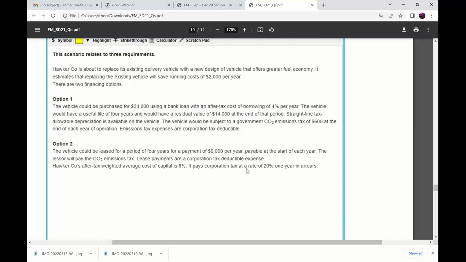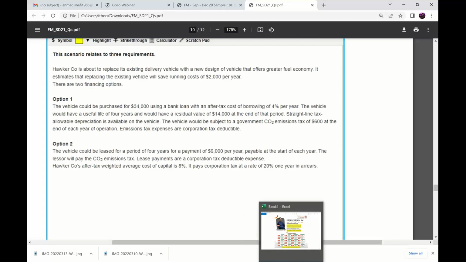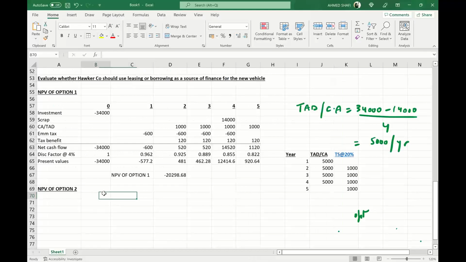So for option 2, when you are finding the NPV of option 1, record all cash flows of option 1. When you are finding the NPV of option 2, record all cash flows of option 2. So the machine could be leased for 4 years for a payment of 6,000 per year, payable at the start of each year. The lessor will pay the CO2 tax. Lease payments are tax deductible. Hawkers' after-tax cost of capital is 8%. So in option 2, you are leasing for 4 years, right? So again, 0, 1, 2, 3, 4.